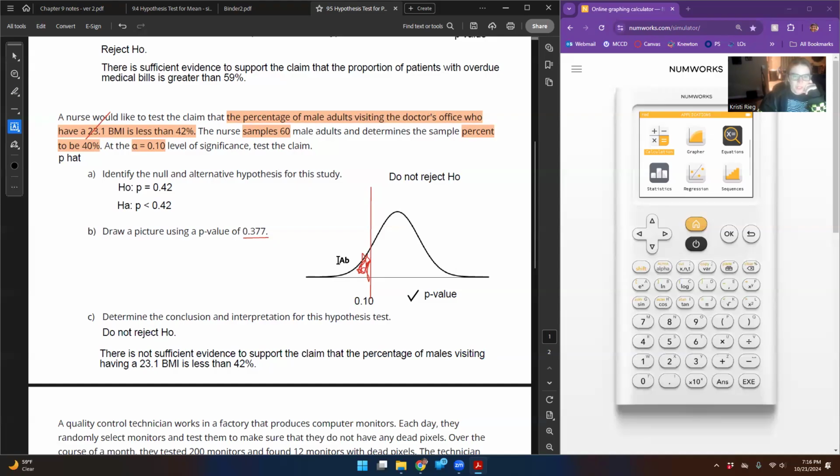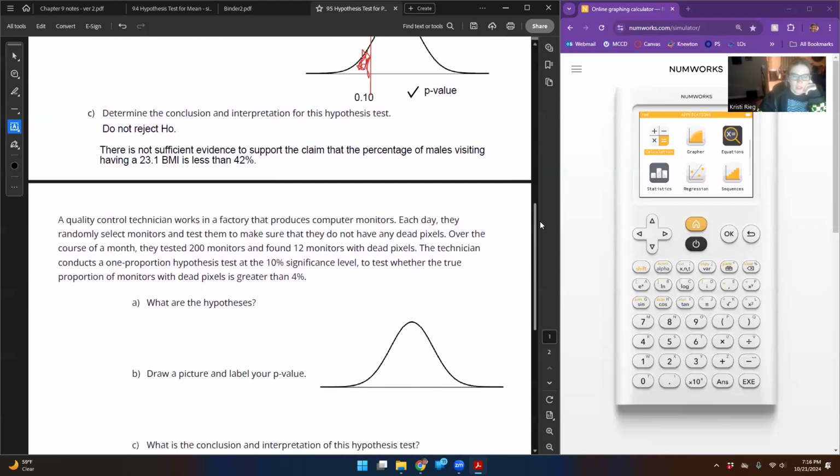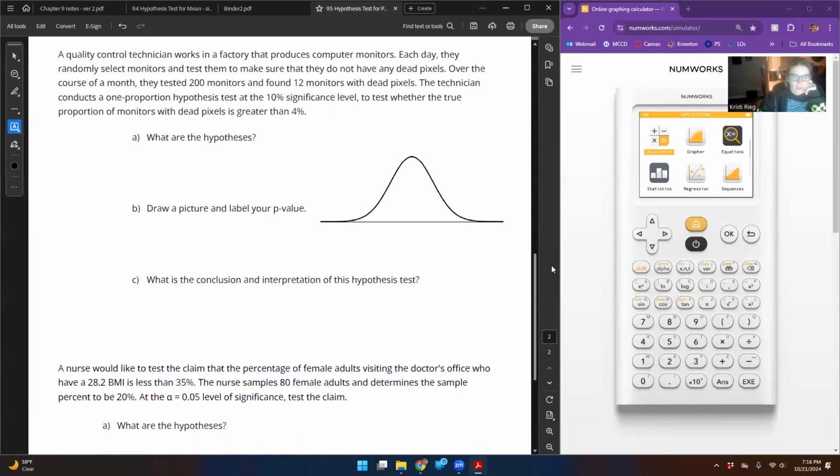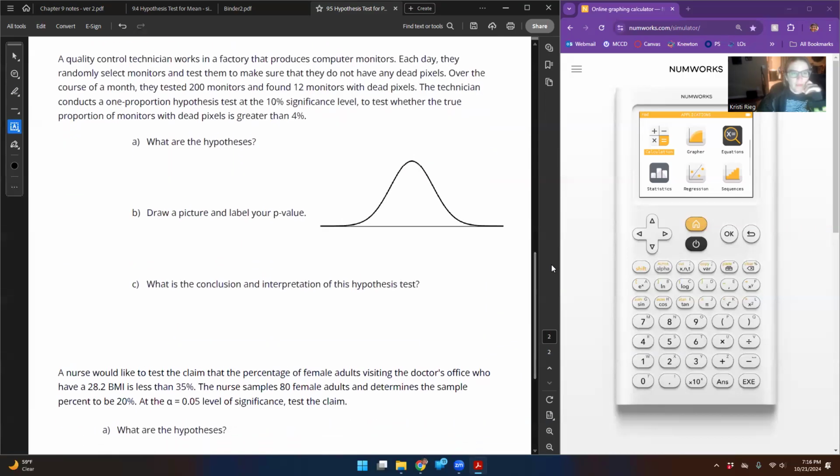Okay, so if you were kind of confused on the p-value, don't even worry, because we are going to start from the beginning and do the whole problem in the calculator to see the picture. Okay, so we have a quality control technician working in a factory. Each day they randomly select monitors and test them. Over the course of a month, they tested 200 monitors.